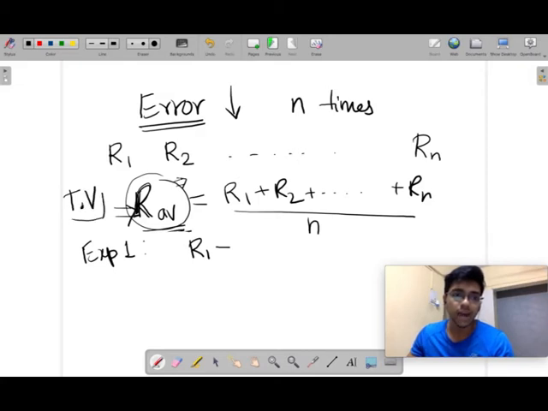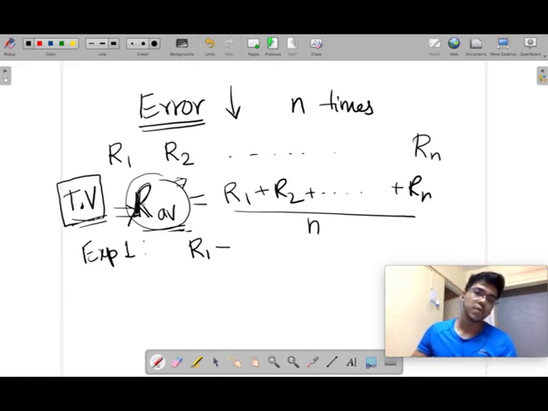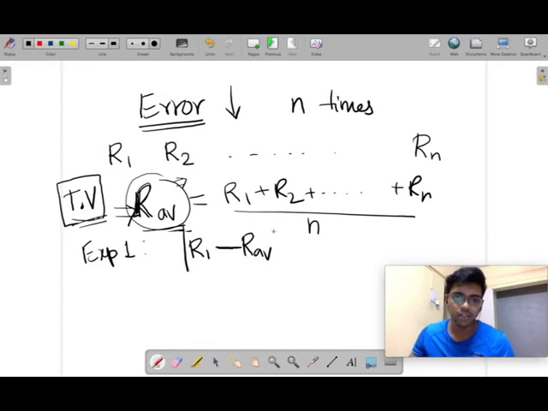Now I talked about the definition of error as true value minus measured value, and I told you that the true value we will be defining later. So here is a definition. This R average, which I found by summing all these numbers and dividing by n, I will say that to be the true value. Now I will subtract R average from the first reading, R1, and take the modulus.